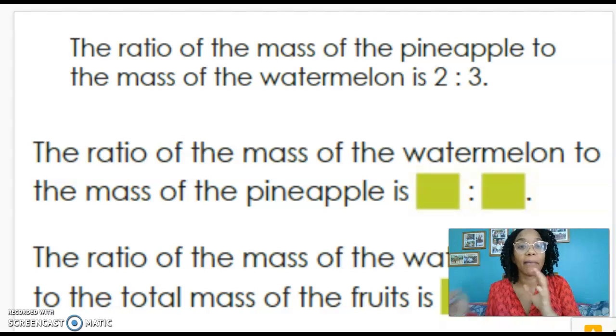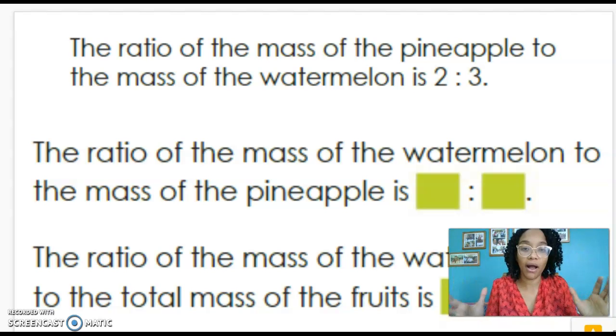Now we are going with a part-whole ratio. So we know the watermelon weighs 3 kilograms. To find the total mass of all fruits, we need to add up the two masses we found before. 2 plus 3 is 5. So we can say the ratio of the mass of the watermelon to all of the fruits gives us 3:5.